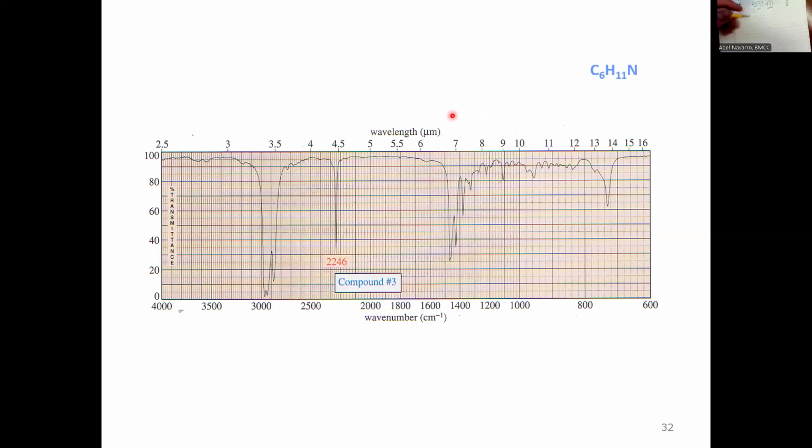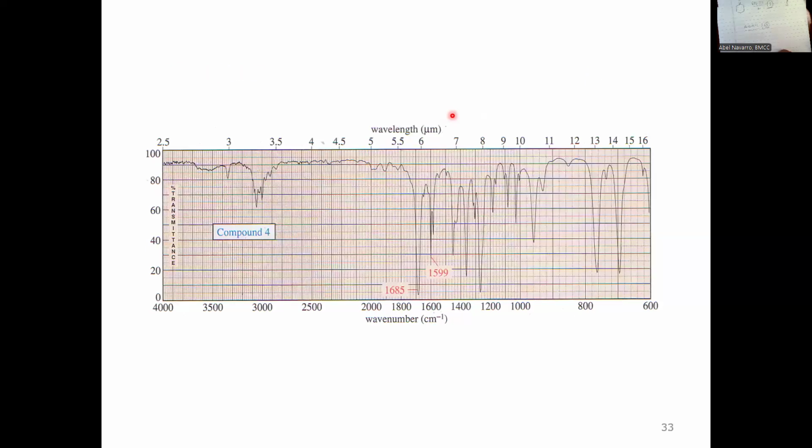Let's see. C6H11N, okay, 12. 12 plus 2 minus 11 plus 1, 4 divided by 2. 2 DUs. Yeah, could be a nitrile. Hexane nitrile. Yay. Good. I better get it right, right?